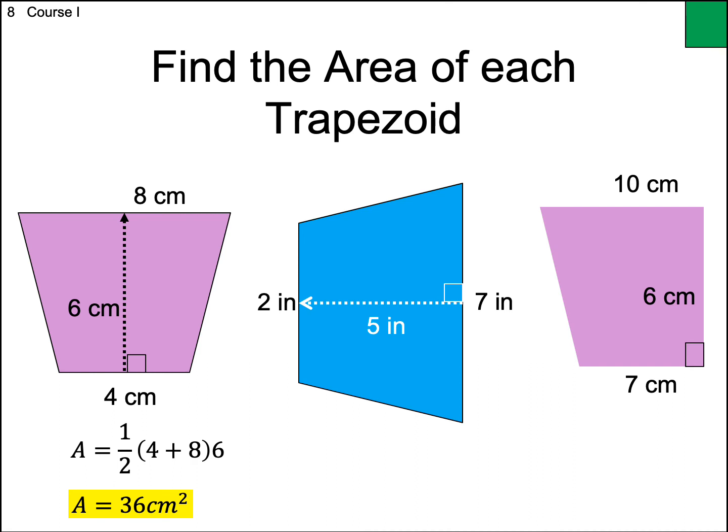The square touches the base. The arrow points to the second one. So 7 and 2. The height is 5. 7 plus 2 is 9. 9 times 5 is 45. Half of 45 is 22.5 inches squared, or square inches.